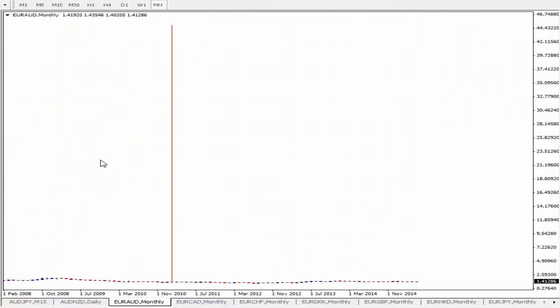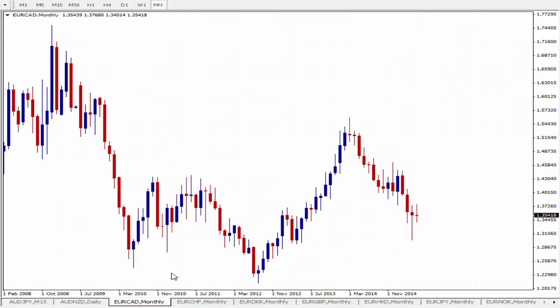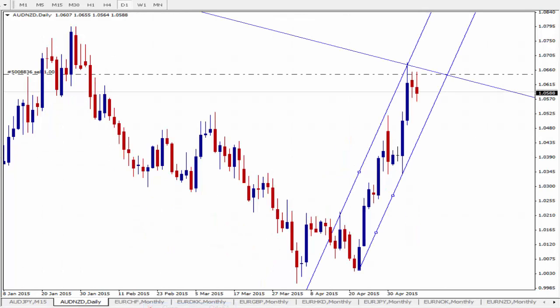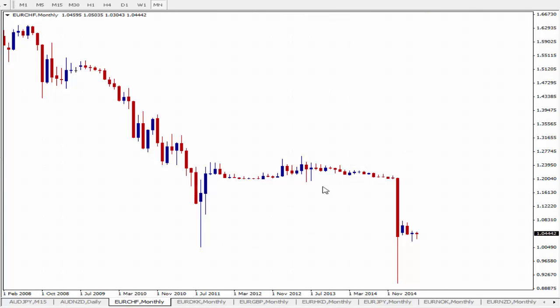All right, so this one here. The chart just doesn't make any sense, so we're going to close that one. This one, yeah, is all over the place. You can close that one too. All right, so there's no smooth movements here. Yes, it's on a downward trend, but it's very hard to determine what the channel actually is doing here. It's not the kind of thing that I would want to get involved in.